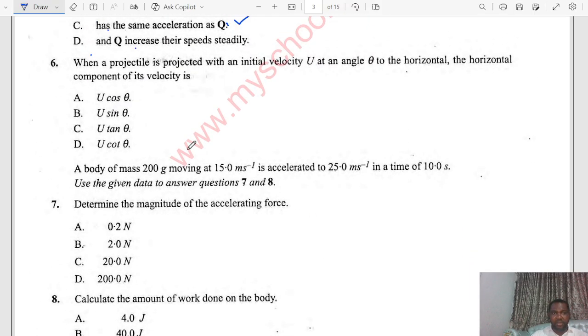Now the next one says, when a projectile is projected with an initial velocity u at an angle theta to the horizontal, the horizontal component of its velocity, ux, is u cos theta. That's the answer, which is A. The vertical component, uy, is u sin theta. Okay, so the answer to this question is A.